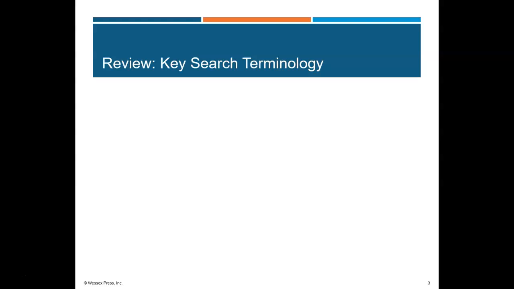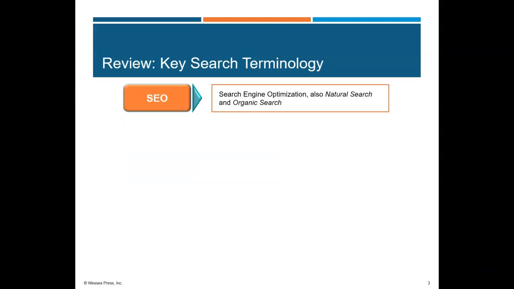Before we begin, we're just going to go over a few key search terminology. These are all going to come up in the lecture, just so you can know what we're saying when we go over them. So SEO is search engine optimization, also known as natural search and organic search. So we talked about this in the previous Unit 2, and hopefully this can be permanent in your memories. SEO is the search engine optimization.